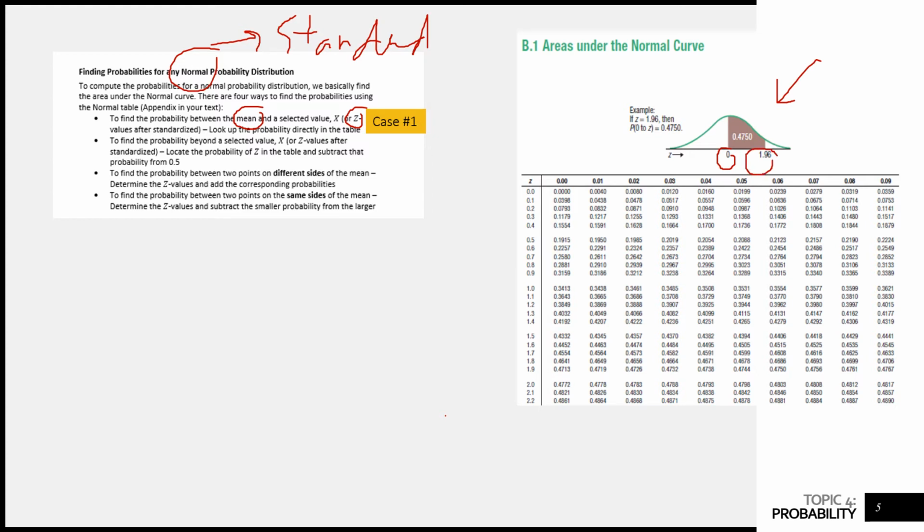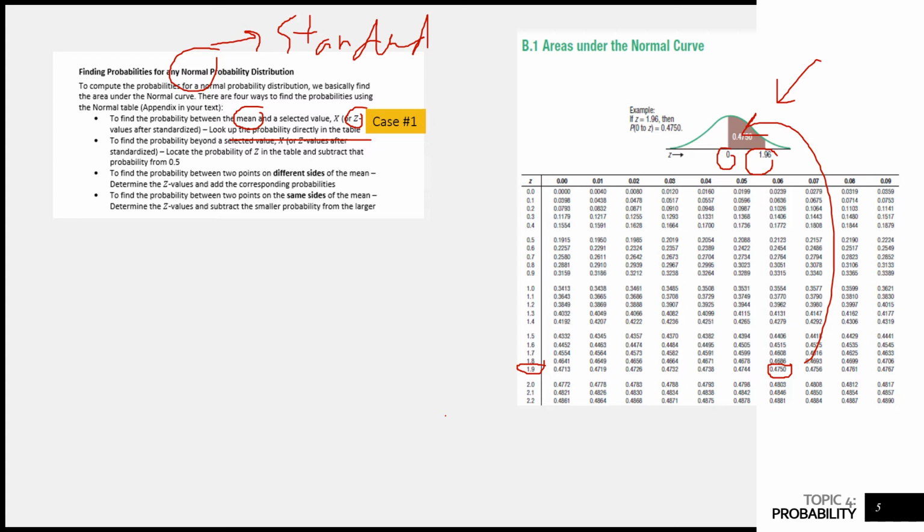So what is the probability? How do you get that 0.4750? By looking directly at the table. Very simple. Let's look at 1.9, which is here, and then look at 6, 1.96. Here it is. This is 0.475, which is your probability. So that's your answer. Very straightforward. This is case number 1.